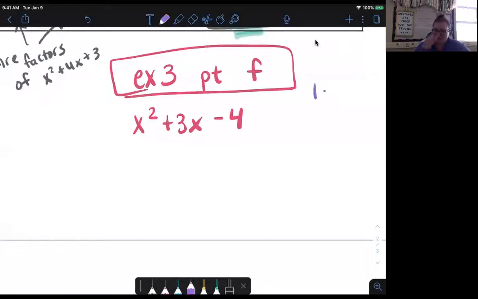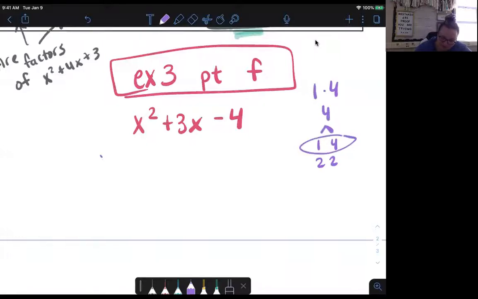All right, so let's check this out. So when you take A times C, it's okay to ignore the negative in front of C at this step. So 1 times 4 would just be 4, and then factor 4. So 1 and 4 and 2 and 2. Then what factors of 4 would you add or subtract to get this 3 in the middle? Well, 1 and 4 will get me 3.